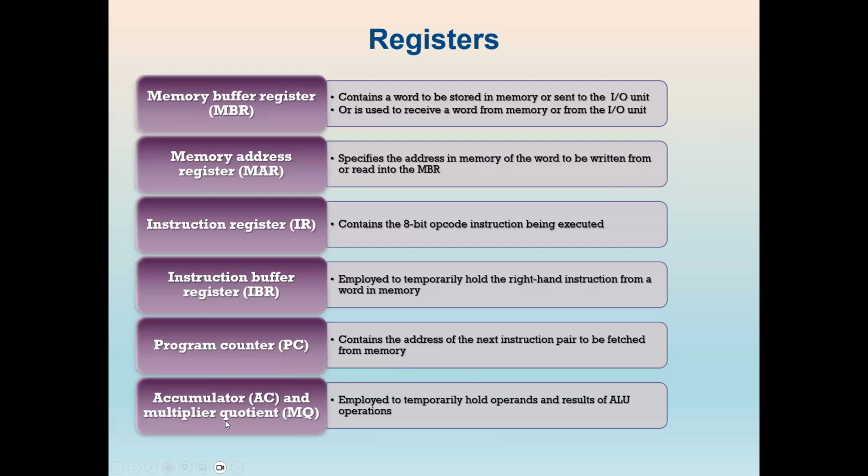Then we have the accumulator, AC, and also the multiplier quotient, MQ. Normally these are employed to hold temporary operands and results of ALU operations. So for example, the result of multiplying two 40-bit numbers is an 80-bit number. The most significant 40 bits are stored in the AC, or the accumulator, and the least significant are in the MQ, or the multiplier quotient.